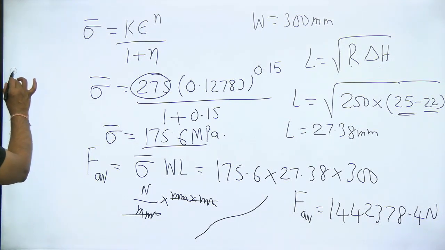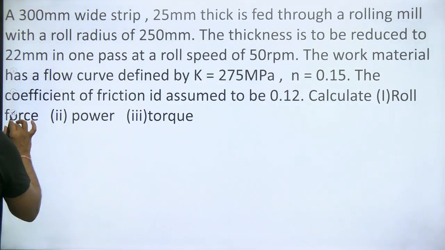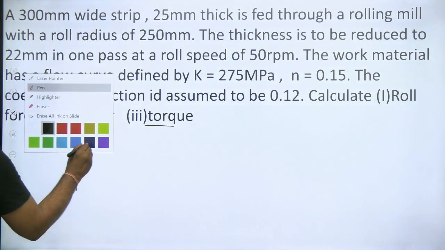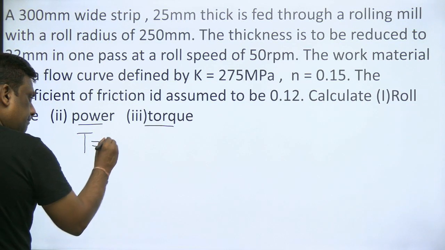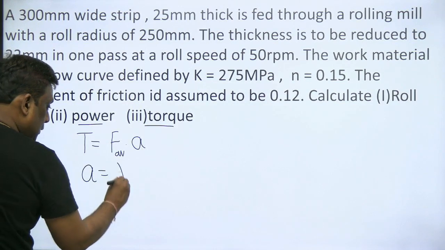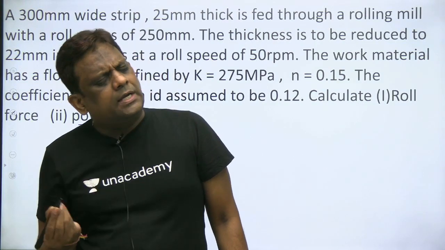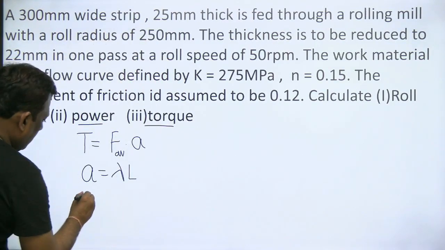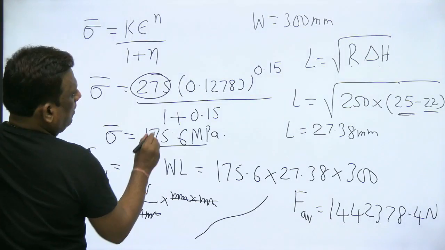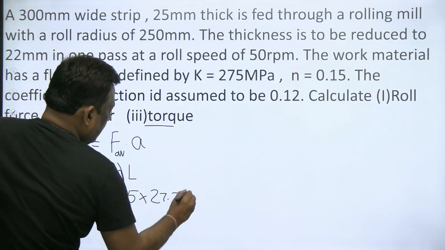Okay, next. What do you want next? Force is done. Power and torque. First, let's try to calculate torque. Torque is equal to F average into A. And A is equal to lambda L. In this problem, the arm length factor is not given. So when it is not given, take it as 0.5. So therefore, A will be equal to 0.5 into L. Already we have calculated L. How much is L? 27.38, and this is in mm.